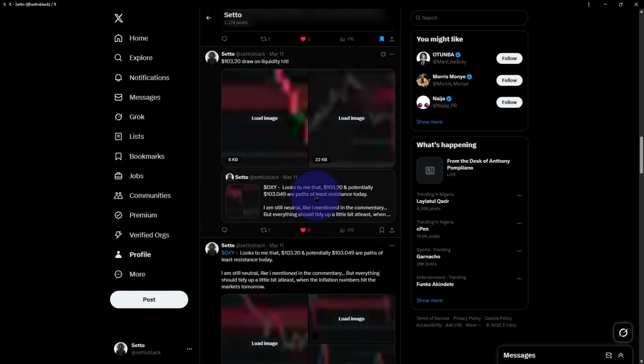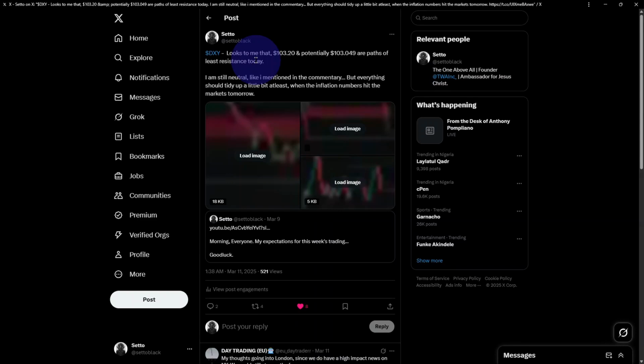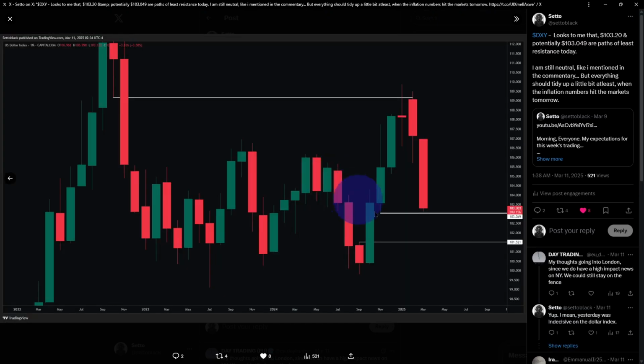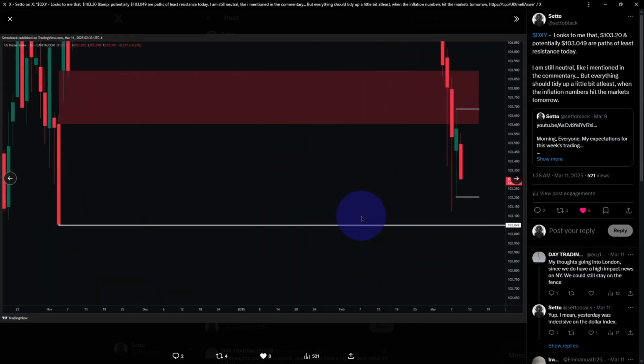So yes, I was talking on my Twitter saying it looks to me that 103.20 and potentially 103.049 are part of least resistance today. And if you check through, oh, I even give more details. Okay. I was talking about first, the monthly gap, which is the draw on liquidity here, 103.049. That's the draw on liquidity. All right. Recall because I'm tagging my YouTube commentary from last week, and I also talked about here. So you can see this is indecisive.